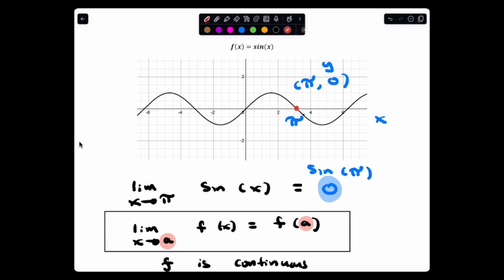So anyway, sine of pi is zero. Is that true? How do you guys know?